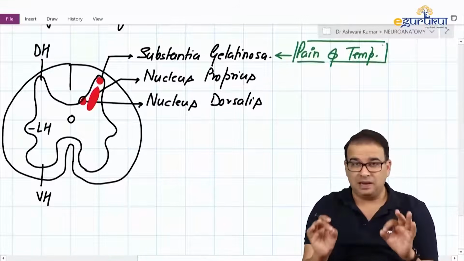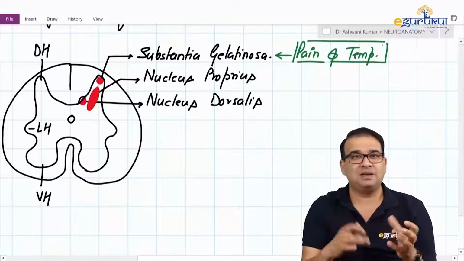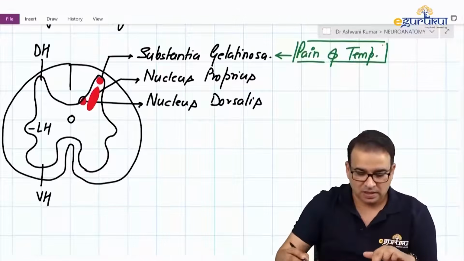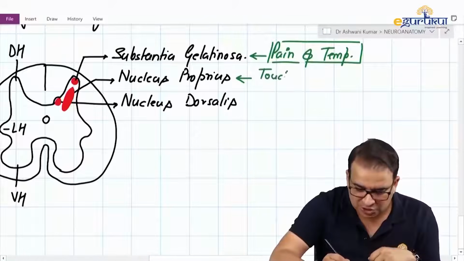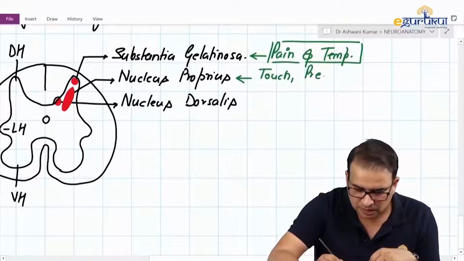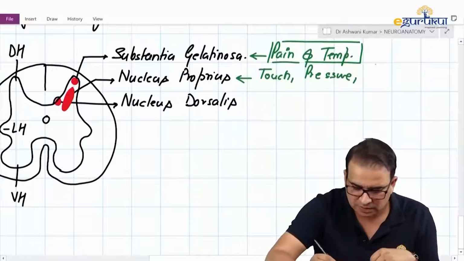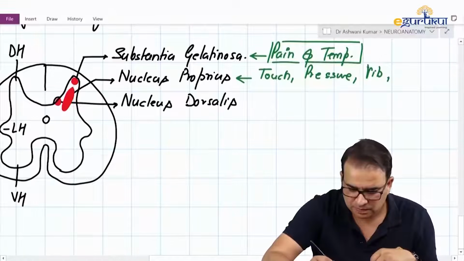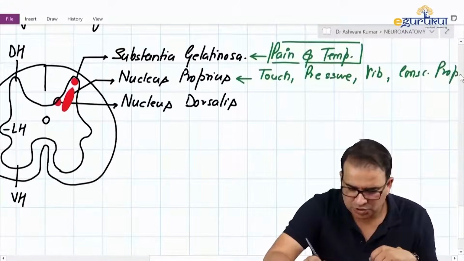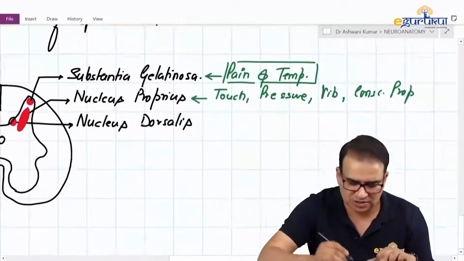I'm just talking about what mainly comes into the spinothalamic tract. That doesn't mean nothing else can come in. Nucleus proprius is the one which will carry the touch, pressure, vibration, conscious proprioception, stereognosis and all that.